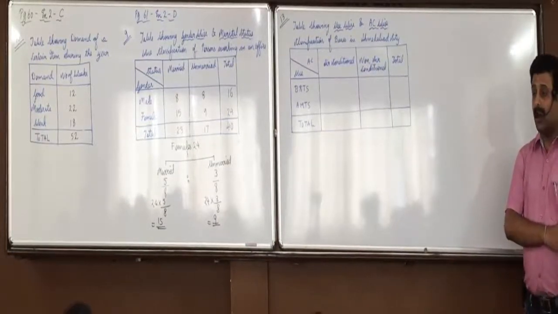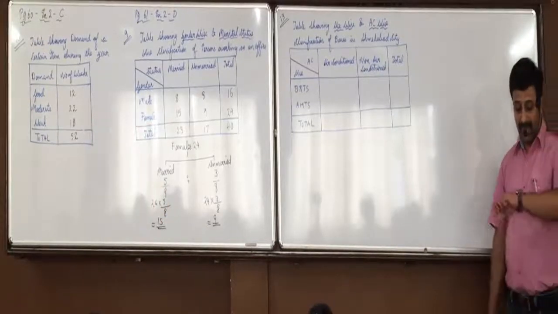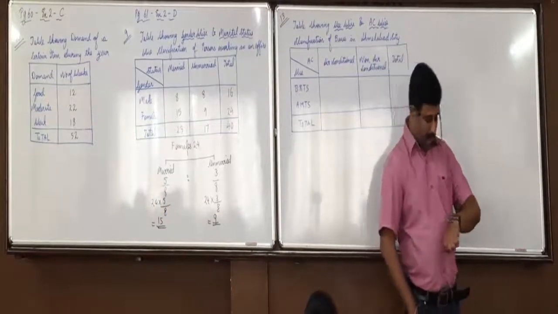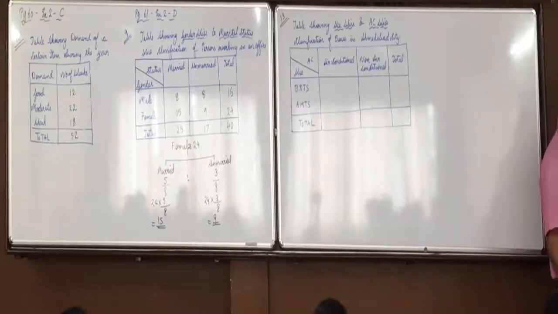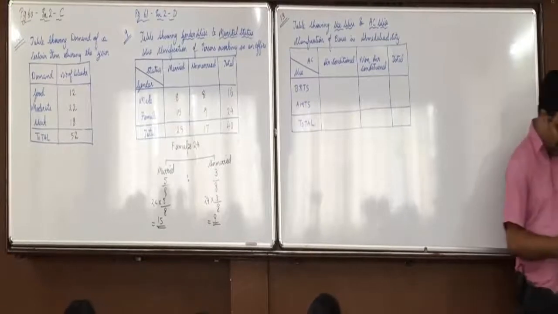Who are still making the columns? 1 more minute, do it fast. 10, 9, 8, 7, 6, 5, 4, 3, 2, 1.